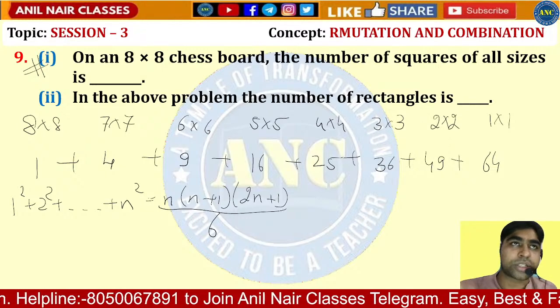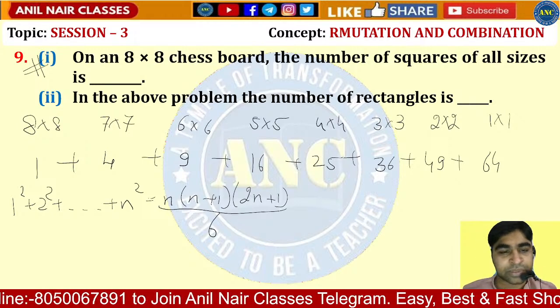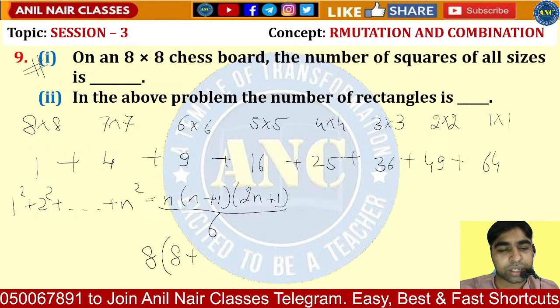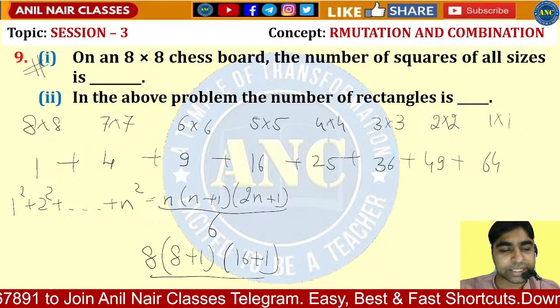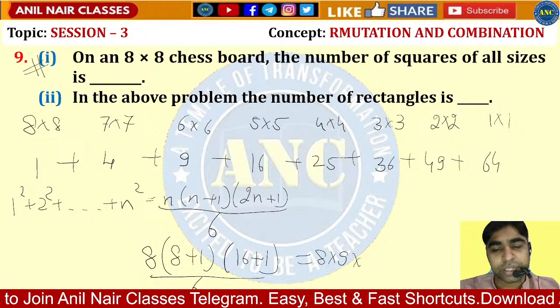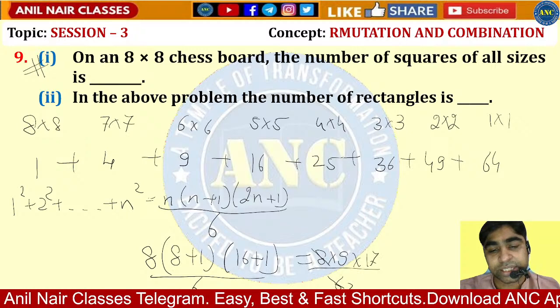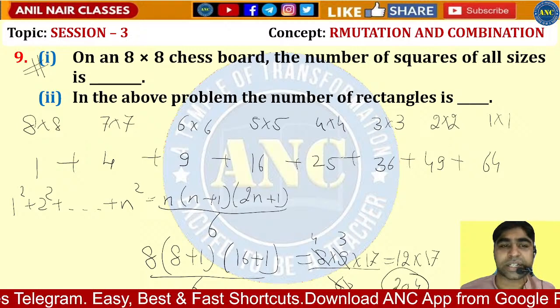I made the square also, and on the square I made you explain this particular concept. So it would be 8 because n is 8 here. 8 plus 1 into 8 into 2, 16 plus 1 upon 6. So this was 8 into 9 into 17 upon 6. 2 3s are 6, 2 4s are 8, and 3 3s are 9. So this was 12 into 17. 204 becomes the answer to this particular question.